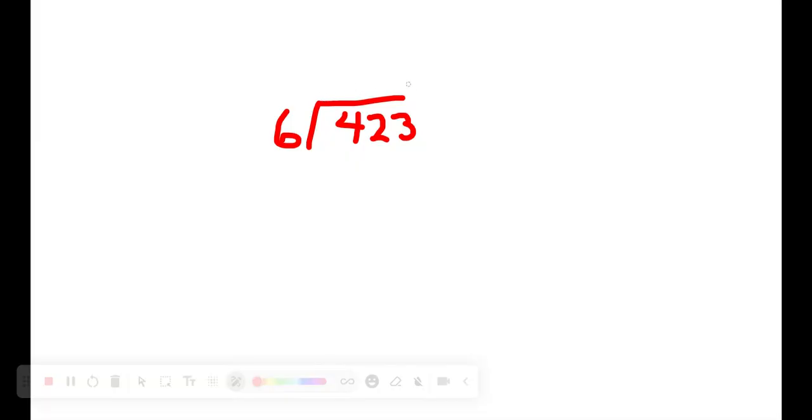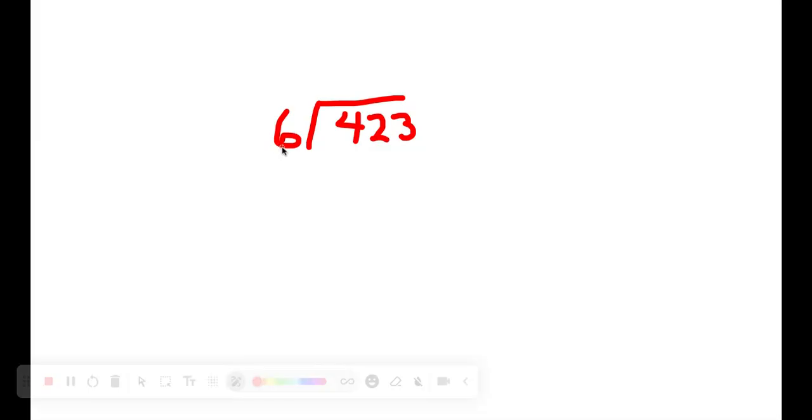So there are rules. The rules are divide, multiply, subtract, bring down. And this is long division. So my divisor is 6. I must ask myself, how many groups of 6 can I get out of 4? There's none, I can't get any. So if you can't get any group out of the first digit in the dividend, then you must add the second digit with it, making the number 42.